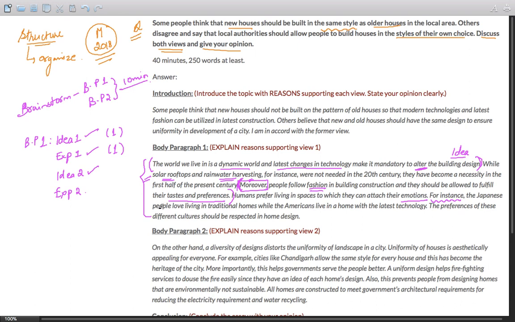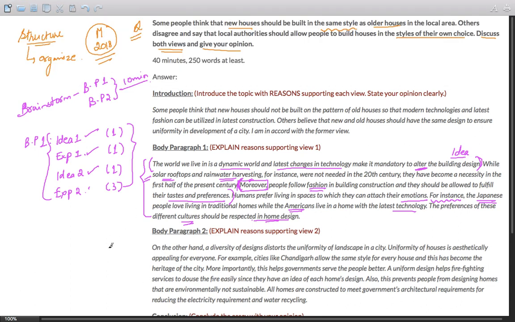For instance, Japanese people love living in traditional homes while Americans live in a home with latest technology. So with two examples, with two facts, we have explained the idea that we have emotions, we have culture, and that culture needs to be built into the space. The preferences of these different cultures should be respected in home design. So we have included culture and of course discussed some changes in technology to explain body paragraph 1. So idea 1, explanation 1, idea 2, and explanation 2. This is your structure for body paragraph 1.